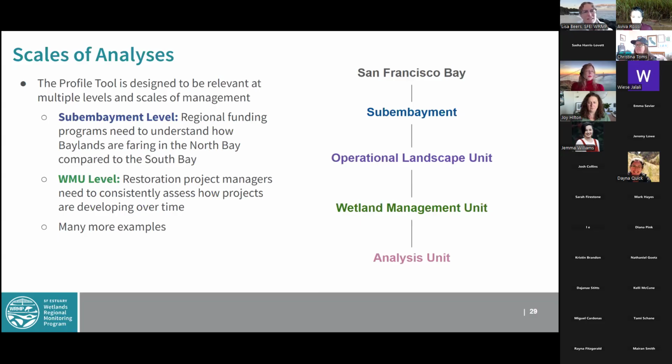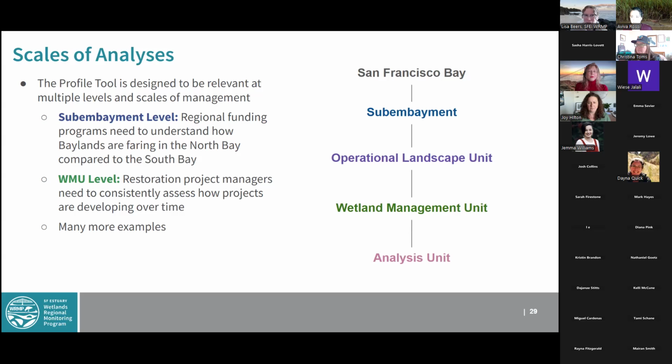So first I'll start with the scales of analyses. We know that the San Francisco Bay is quite a large estuary that is comprised of very unique aspects within the estuary. So we have subembayments, we have operational landscape units, like different scales that we can investigate at, starting at the large and then getting smaller.